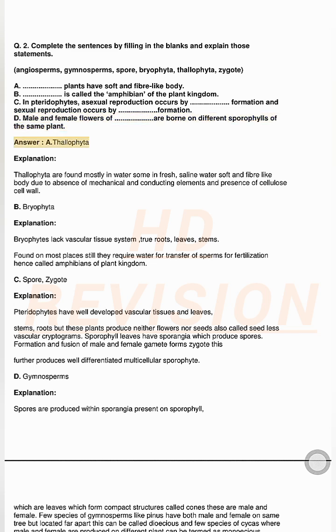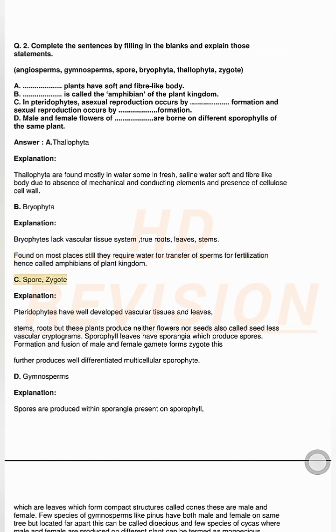Answer. A. Thallophyta. Explanation. Thallophyta are found mostly in water, some in fresh, saline water, with a soft and fiber-like body due to absence of mechanical and conducting elements and presence of cellulose cell wall. B. Bryophyta. Explanation. Bryophytes lack vascular tissue system, true roots, leaves, stems. Found in most places, still they require water for transfer of sperms for fertilization, hence called amphibians of plant kingdom.